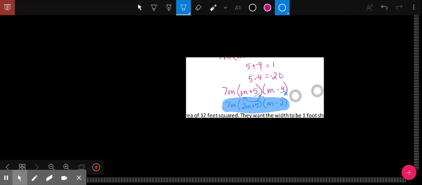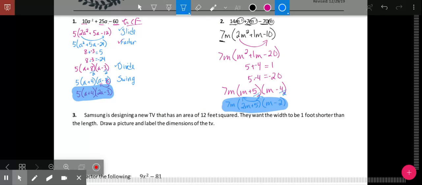Okay, so if you still have questions about those steps, please make sure you're asking. Remember, it is always these steps every single time we do a problem. Those steps never change. Slide, factor, divide, and swing every single time.